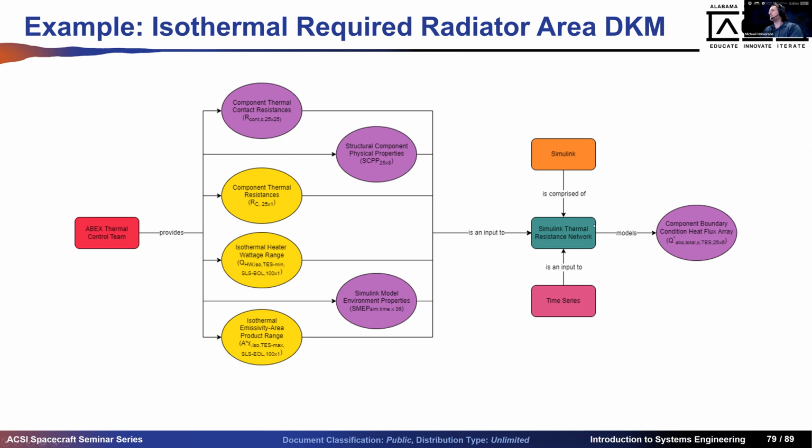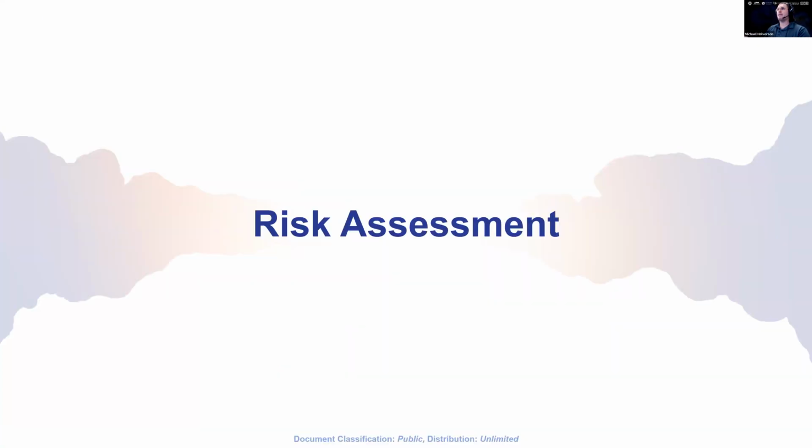So all of these are inputs into our Simulink thermal resistive network. So STRN, Stern, or Howard, as we like to call them. The Simulink is comprised of Howard. The time series is an input to Howard, and Howard models the component boundary condition heat flux array. Cool. So these are just knowledge points that the team has determined, and this is the visual representation of analysis methodology. All right, technical performance measures. Any questions? Had to ask.